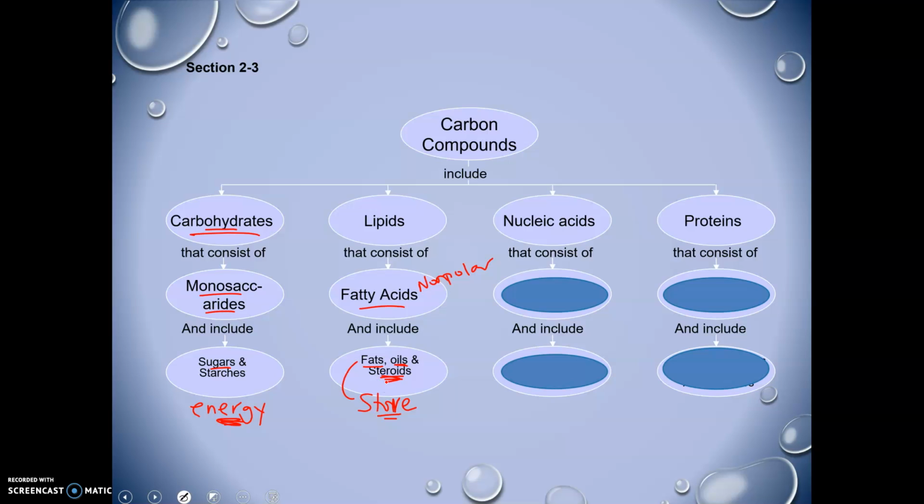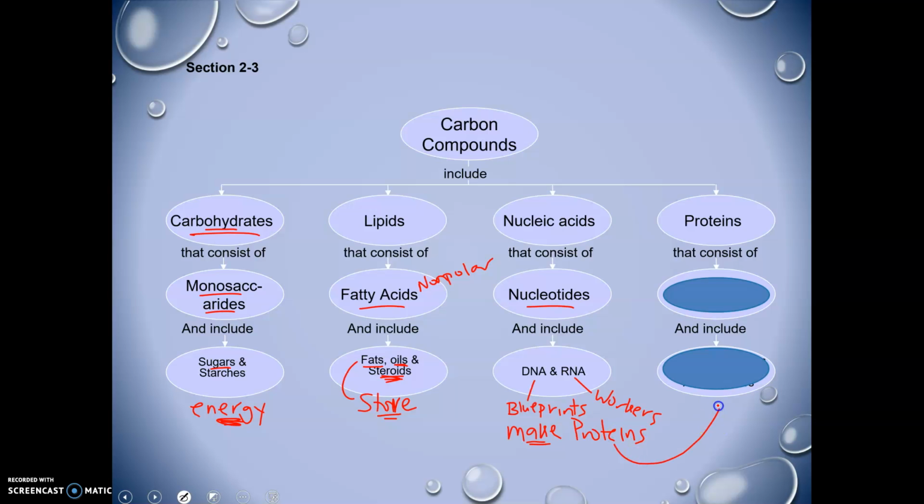Nucleic acids, which we just talked about today, their building blocks were called nucleotides, and our examples were DNA and RNA. Remember, DNA is sort of like our blueprints. They kind of said that both the DNA and the RNA were blueprints, but really the DNA is the blueprints, and I would say that RNA is the workers, and their whole job is to be the directions for making proteins, which is our last group.